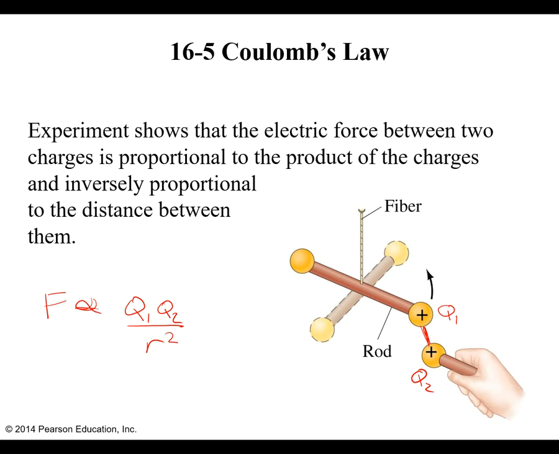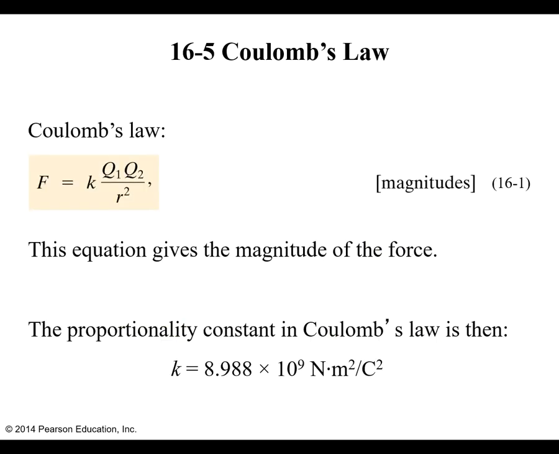And so if we put all this together, it turns out that all that's missing is a constant of proportionality, just a constant number. And so this is the equation that helps us to find electric forces, and this equation is known as Coulomb's law, where electric force is going to equal a constant K times the product of the two charges divided by the radius squared. And this constant K is 8.988 times 10 to the 9th newton meters squared per coulomb squared.